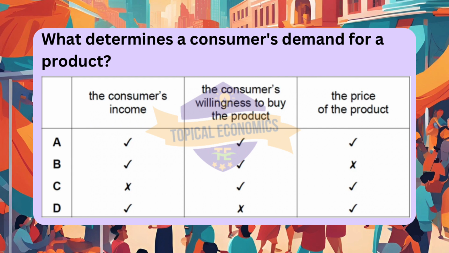In most cases, as the price of a product rises, the demand for it falls, and vice versa, assuming all other factors remain constant. This relationship is represented by the law of demand, which states that there is an inverse relationship between the price of a good and the quantity demanded.